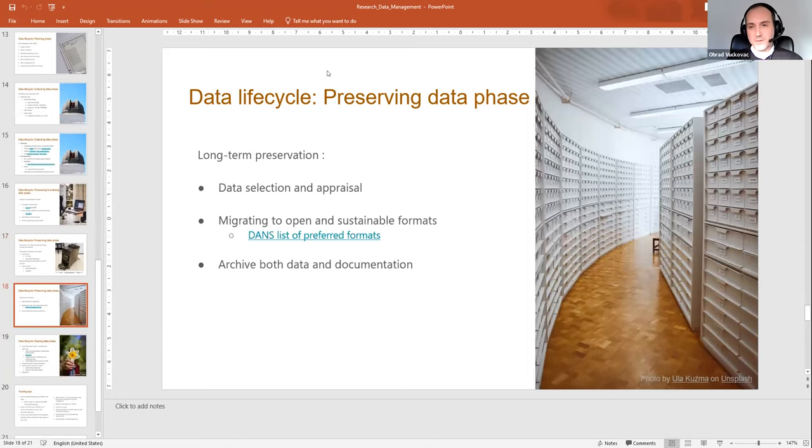After the research is done, we can deal with long-term preservation. Not all data can be selected for preservation because it could be a huge load of data.